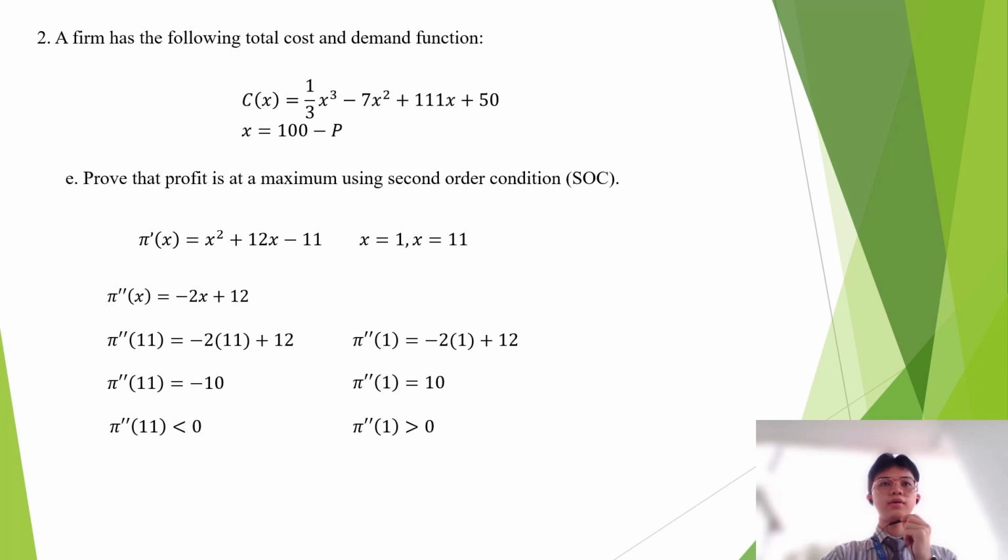Based on the second order condition theory, the point is a maximum when the value we get by substituting into the second derivative of the function is smaller than 0. So we succeed in proving that profit is at a maximum when x equal to 11.